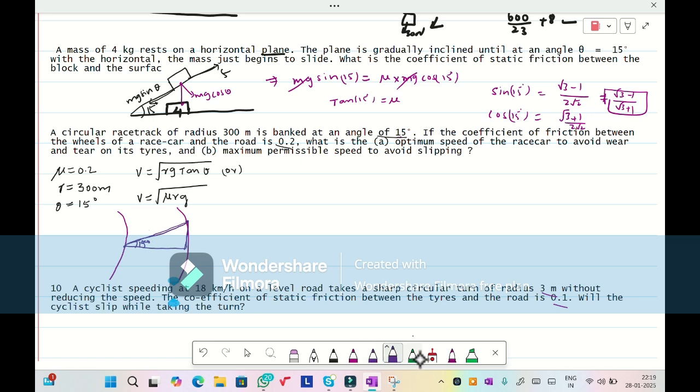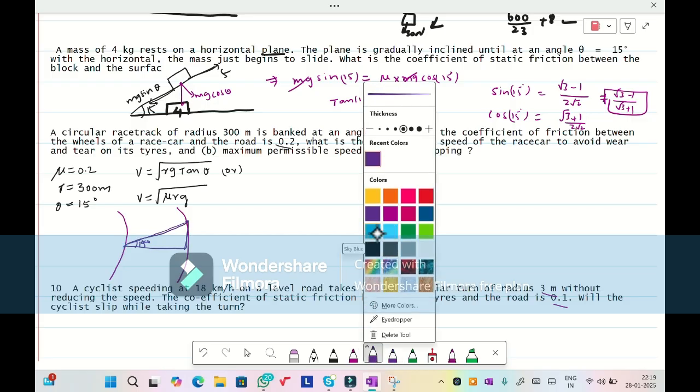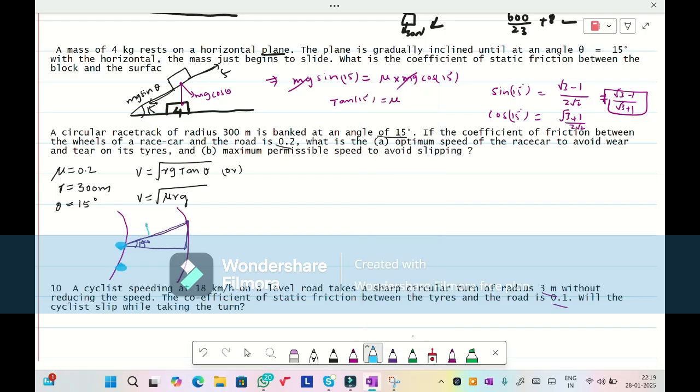So consider here there is a block of mass M, or a car, a moving car or vehicle, anything moving. So mg is always perpendicular to the horizontal or ground. This is the ground, the horizontal road. So mg.